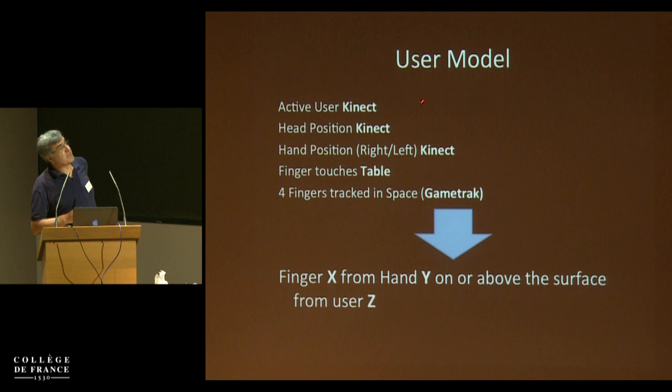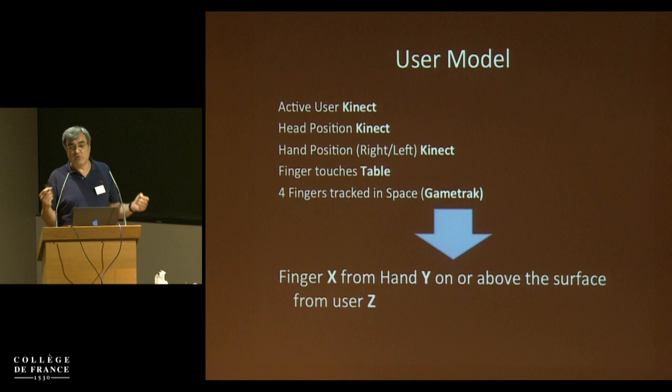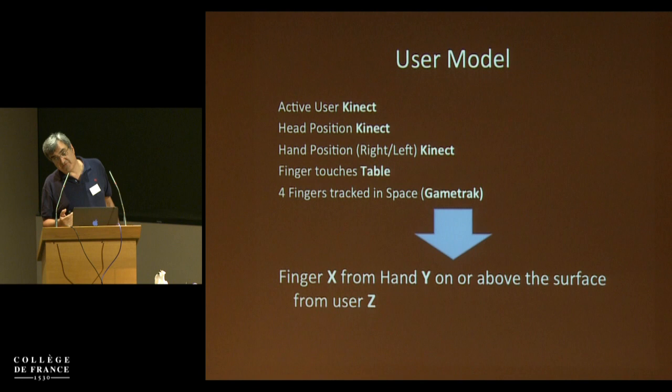And so now we have an interesting user model. We have to tell the system, because we are not using active finger tracking, whether the user is left or right-handed. So in certain ways, this feels like a step backwards over our previous work. But we get to know who the active user is, where they have their head, where their hands are thanks to the Kinect.